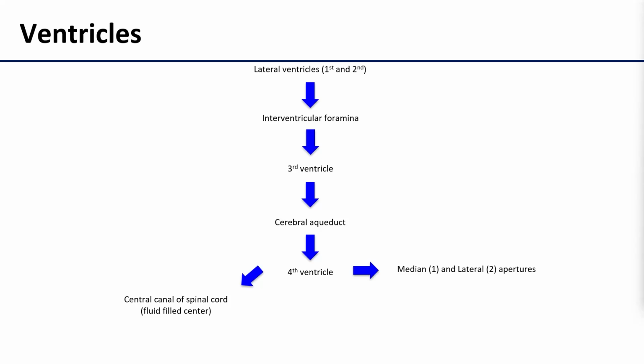Or we can pass out through one of those apertures. So there was the one median aperture in the middle and two lateral apertures out to the side. This brings us through little holes called subarachnoid cisterns, and that carries us out into the subarachnoid space. It's quite a journey.